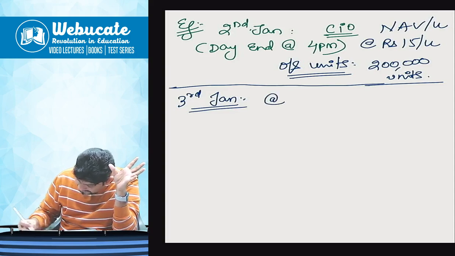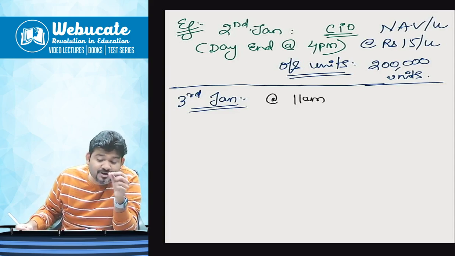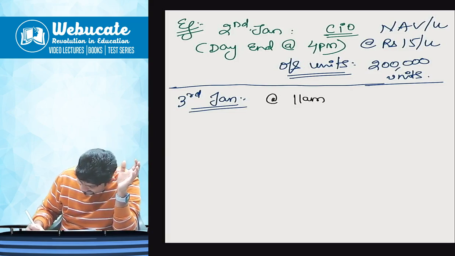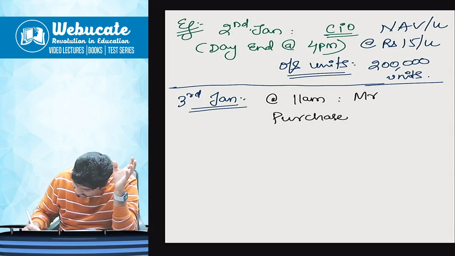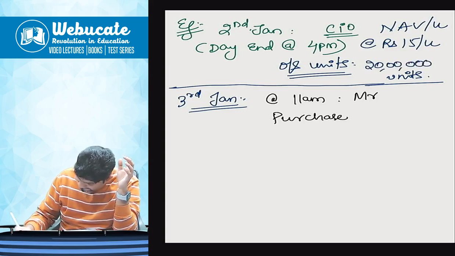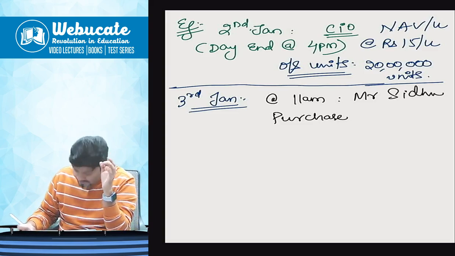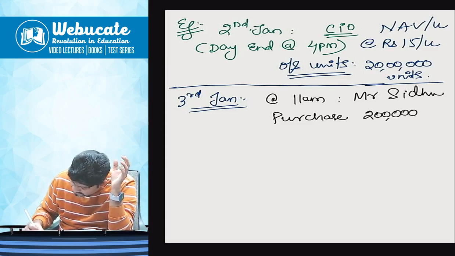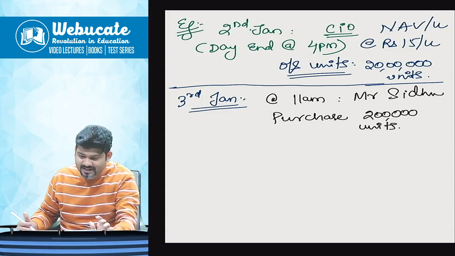On 3rd of Jan at 11 a.m., Mr. Sushil's friend comes to SK Mutual Fund to purchase more. Let's take this as 20 lakh units. Think big, do big. So Mr. Sidhu comes to Mr. Sushil and says, brother, I want to purchase 2 lakh units in SK Mutual Fund, of which you are the CIO. Mr. Sushil says, definitely, I will give it to you.